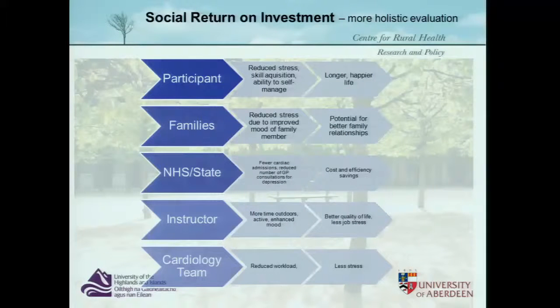And just quickly, an example from our social return on investment work, which is, again, ongoing at the moment. But we're starting to see that this is useful as a really holistic evaluation process. This diagram here just relates to our suggested cardiac rehabilitation intervention, and it illustrates some of the stakeholders involved and how we started to identify the change processes for each of the stakeholders. And it's been useful, for example, in thinking not just about the participants, but also about the NHS or the state and where potential cost and efficiency savings could come from there.